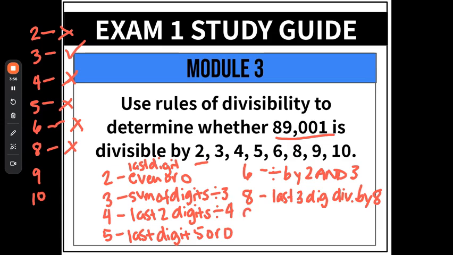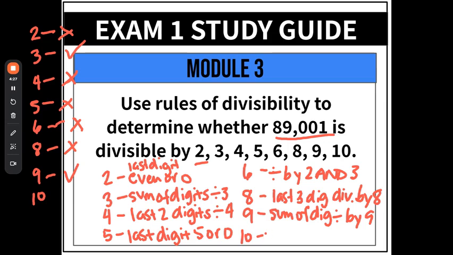Okay, what about 9? The divisibility rule here is if the sum of the digits are divisible by 9. Of digits by 9. So we've got 8 plus 9 gives us 17, plus 1 gives us 18. Is that divisible by 9? Actually, yes. Perfect. Okay, and last one here, 10.